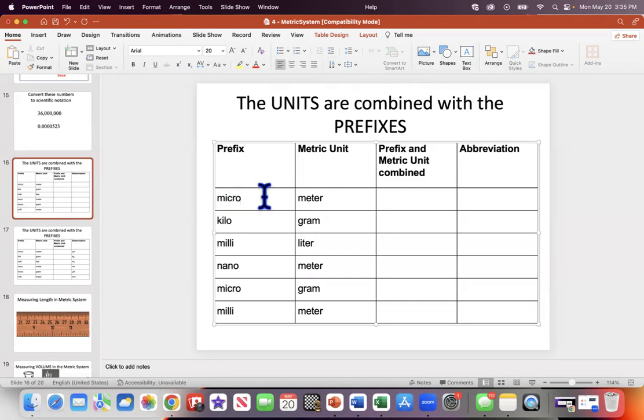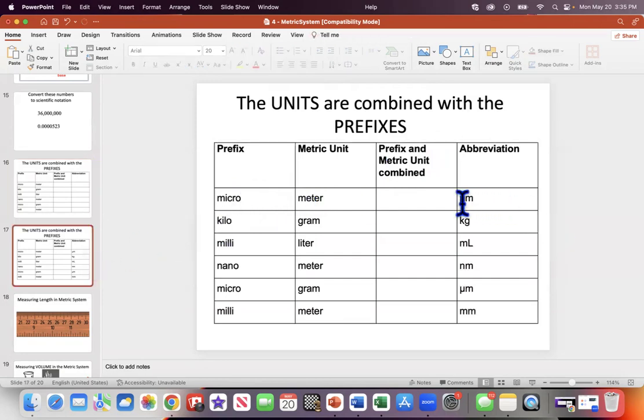Means it's very small. Micrometer, micrometer. Together, prefix and metric unit combined is called a micrometer. Abbreviation, micro, we use the Greek letter, this means micro. So micrometer, that's what it means. You see this a lot in biology because bacteria is in this length scale, micrometer. You could not see it with naked eye.